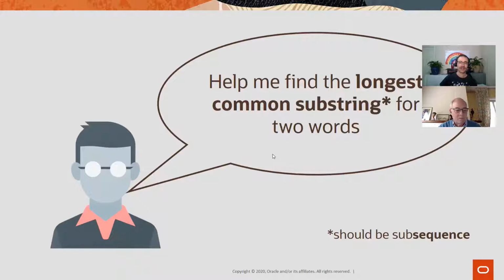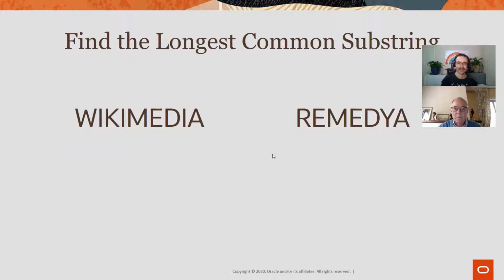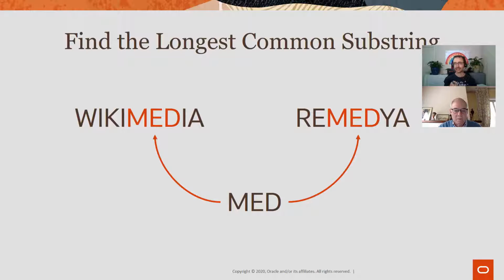But basically, let's imagine we've got two strings like this. So we've got Wikimedia and Remedia. And we want to find the longest common set of letters between them. Now, if you look at these closely, you can probably just about see we've got MED is the longest one that is in both of these strings. So what we want to do is find a way of doing this so that we can do this pretty quick.